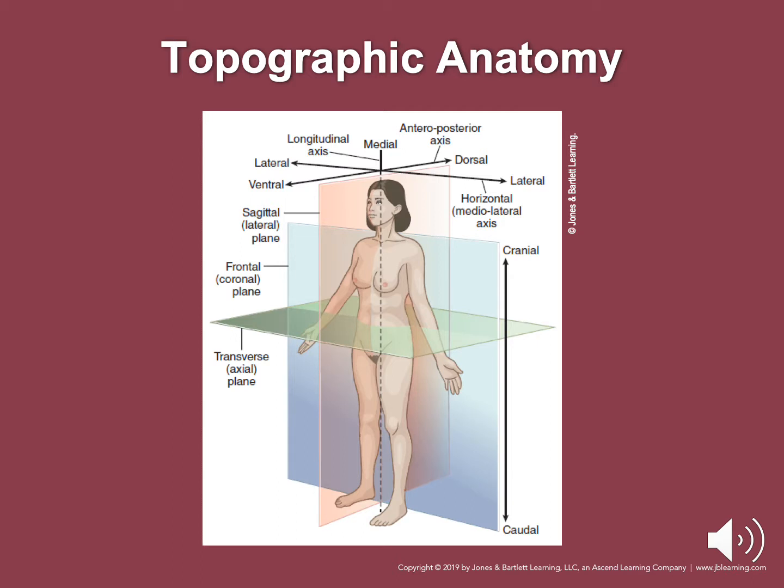So, some topographical anatomy we'll go over. Frontal is the front. Sagittal is the lateral plane. You've got ventral and dorsal. You've got lateral, medial, longitudinal axis, cranial, and the transverse plane also.